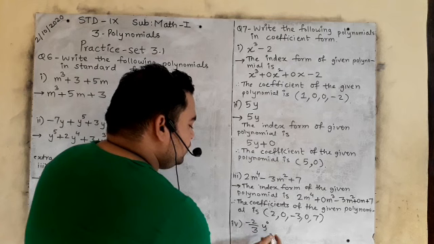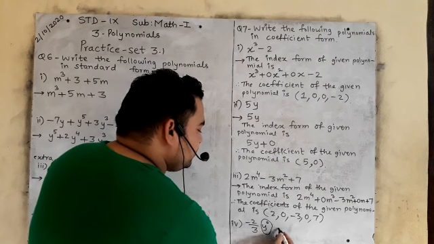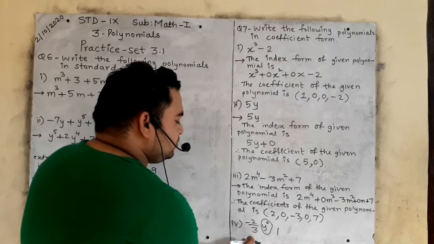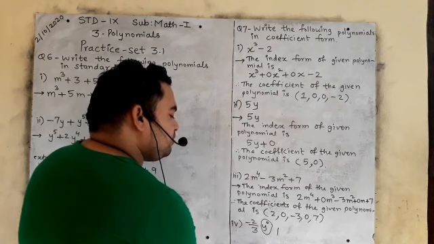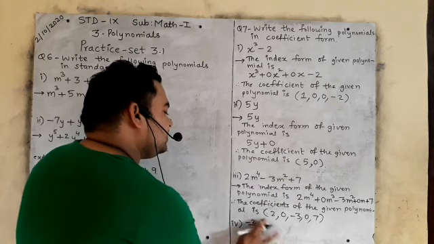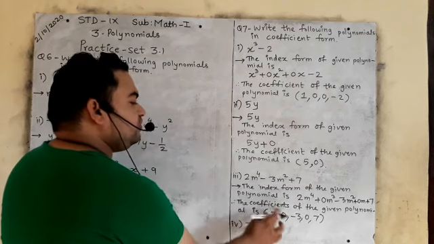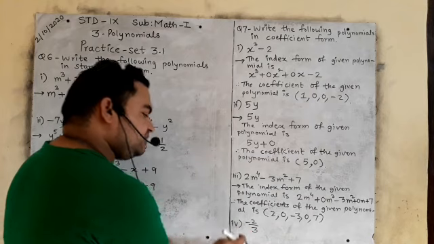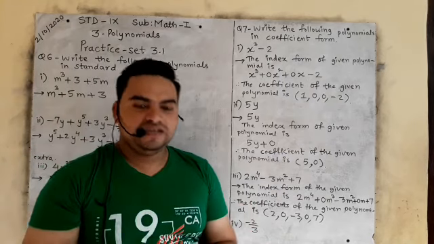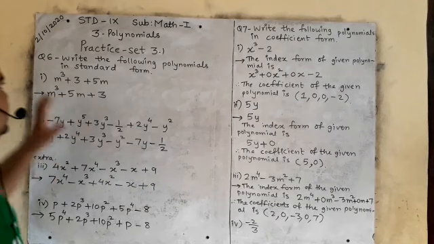So minus 2 upon 3, and the value of y raised to 0 is always 1. So minus 2 upon 3 multiplied by 1 is minus 2 upon 3 only. So what is the answer of this? Therefore the coefficient of the given polynomial is minus 2 upon 3 only. Is it clear? Again I will take the revision.